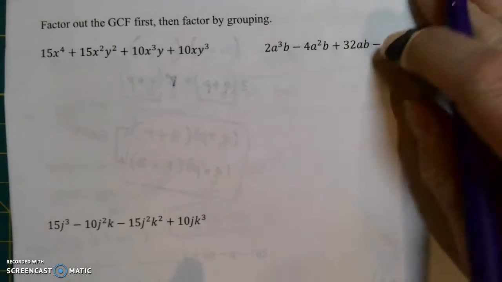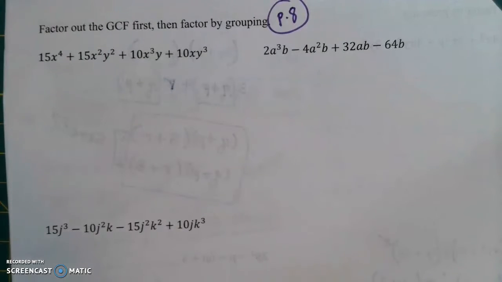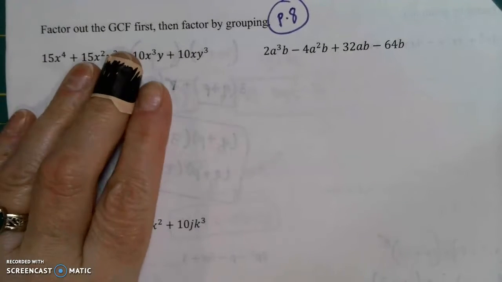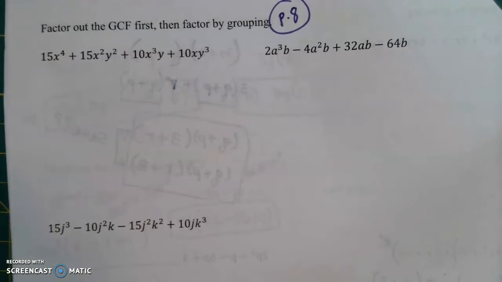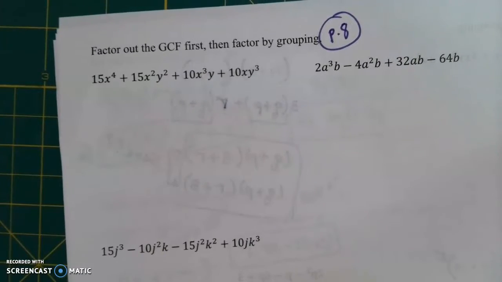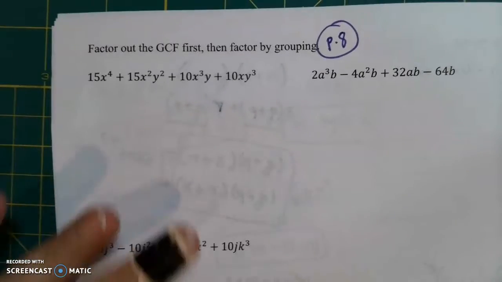So I am starting on page 8, which has a few more factoring by grouping problems, where the difficulty level has been dialed up by 1 notch because we have to first factor out a greatest common factor, and then we do the factoring by grouping. So let's look at a couple of those, and then we will move on to the new things that we would have looked at in class today.